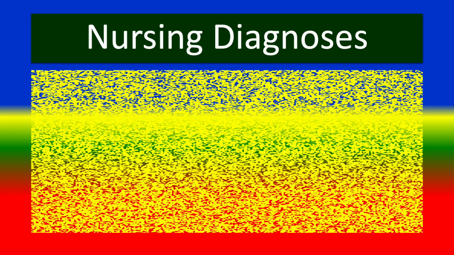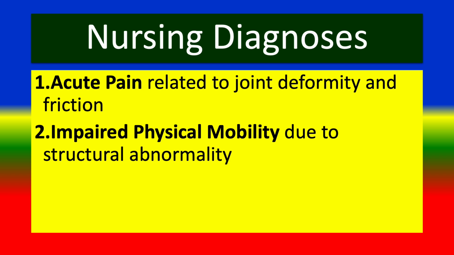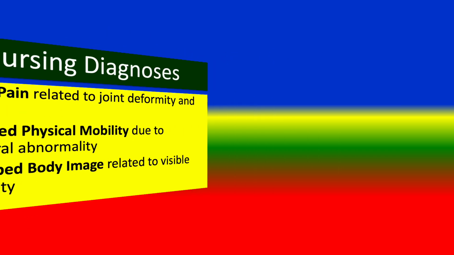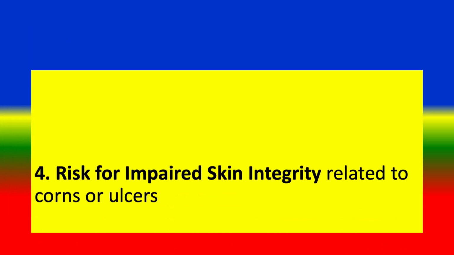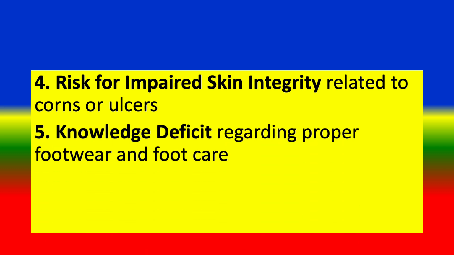Nursing diagnosis. 1. Acute pain related to joint deformity and friction. 2. Impaired physical mobility due to structural abnormality. 3. Disturbed body image related to visible deformity. 4. Risk for impaired skin integrity related to corns or ulcers. 5. Knowledge deficit regarding proper footwear or foot care.